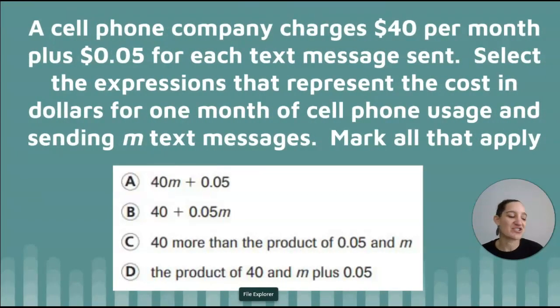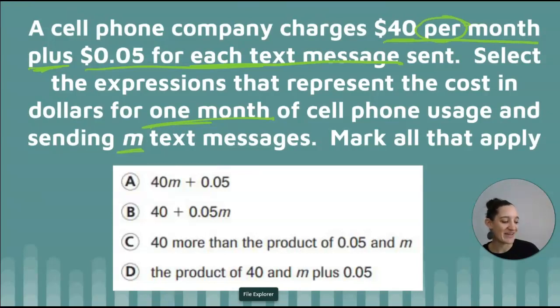A cell phone company charges $40 per month plus 5 cents for each text message sent. Select the expressions that represent the cost in dollars for just 1 month of cell phone usage and sending M text messages. So this is just 1 month. So it's 40 times 1, right? So really that's all just $40 for 1 month. So now what you need to figure out is 40M plus 5 cents, 40 plus 5 cents plus times 1.